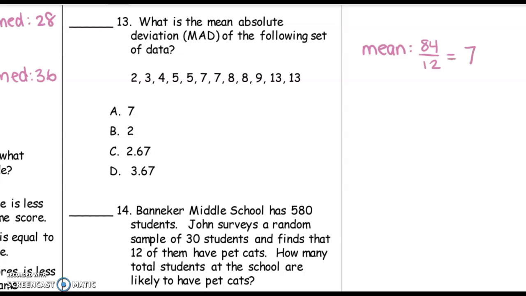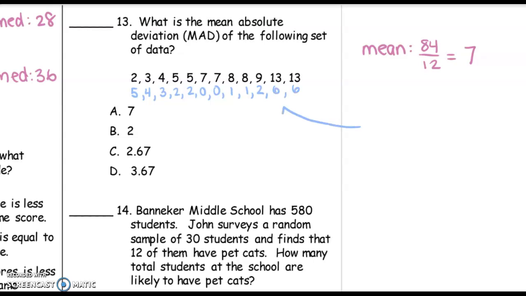So now I have to make a new set of data, figuring out how far all these data values are from 7. So 2 is 5 away from 7. 3 is 4 away from 7. 4 is 3 numbers away from 7. 5 is 2 numbers away from 7. 7 is 0 numbers away from 7. 8 is 1 number away from 7. 9 is 2 numbers away from 7. And 13 is 6 numbers away from 7.